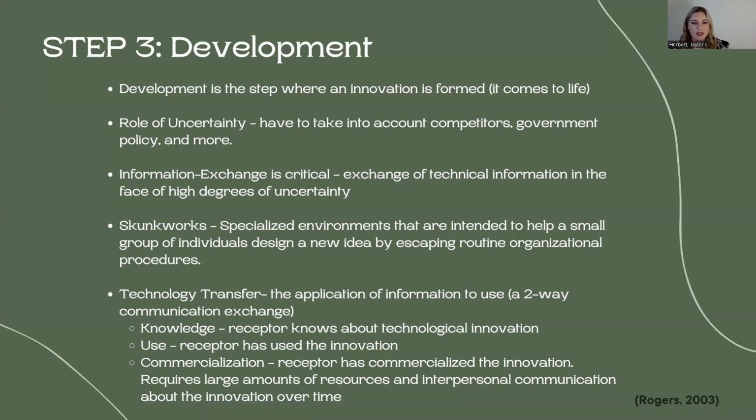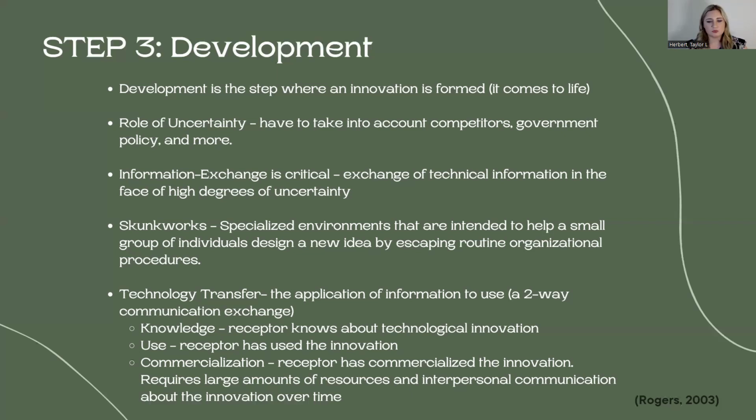So for the next bullet, technology transfer. So this is the application of information to use. That's how Rogers defines it in his book, Diffusion of Innovations. So what that means in a different way of saying it is a two-way communication exchange. And so technology transfer is not just about actual technology, but it is communication. So the three things that go into that are knowledge, use, and commercialization or organization.